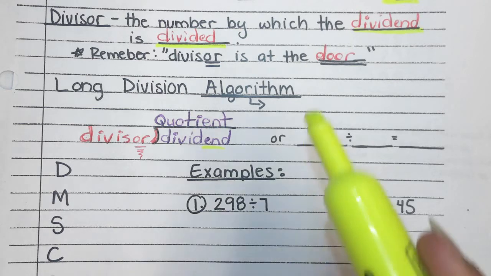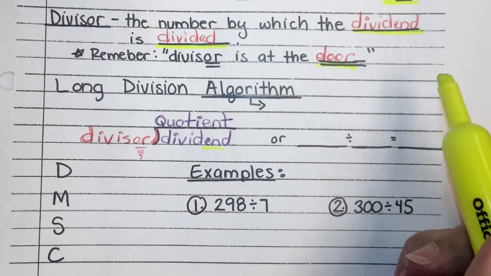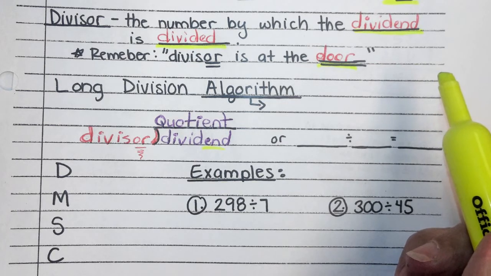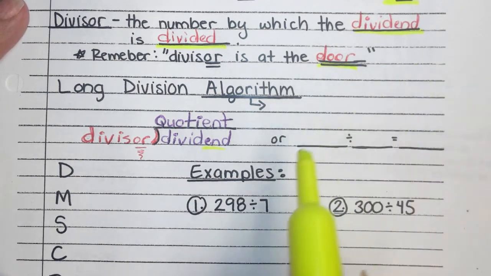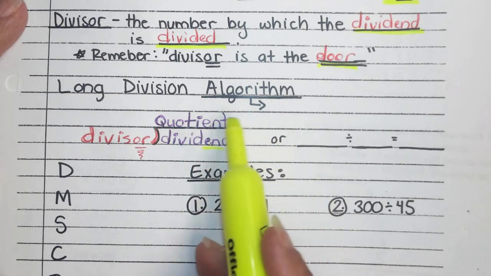You might want this little door thing if it'll help you. I always just knew dividend was in the house, so the other D word was outside the house, but if that helps you, use it. Okay? These are the standard algorithms, or the way we're going to write them.